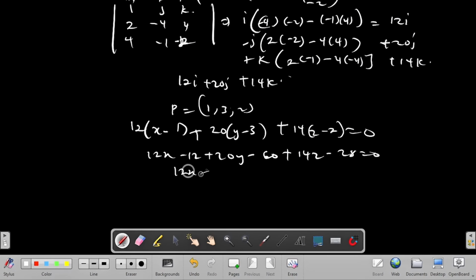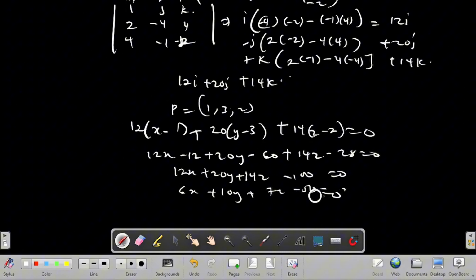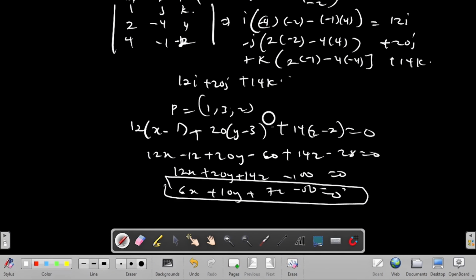So 12x plus 20y plus 14z, -12 minus 60 minus 28, which is -100, equals 0. At this point you can cancel through, right? 6x plus 10y plus 7z minus 50 equals 0. We can cancel. Let's hold it on this. So this is beautifully what we have gotten as the equation of a plane.